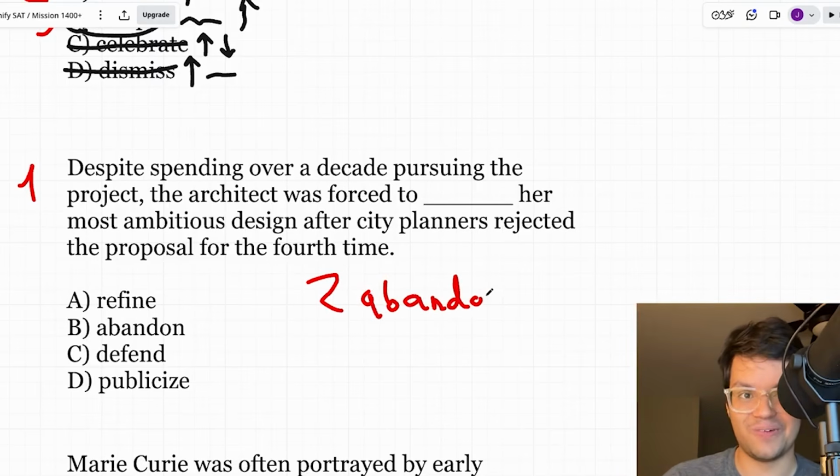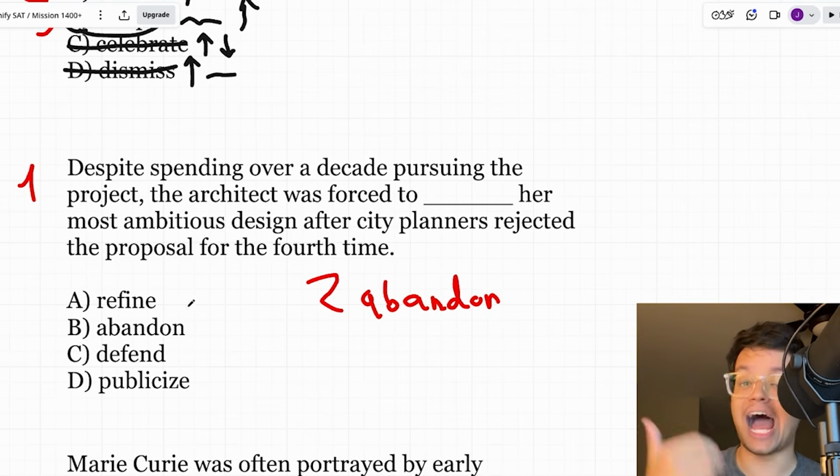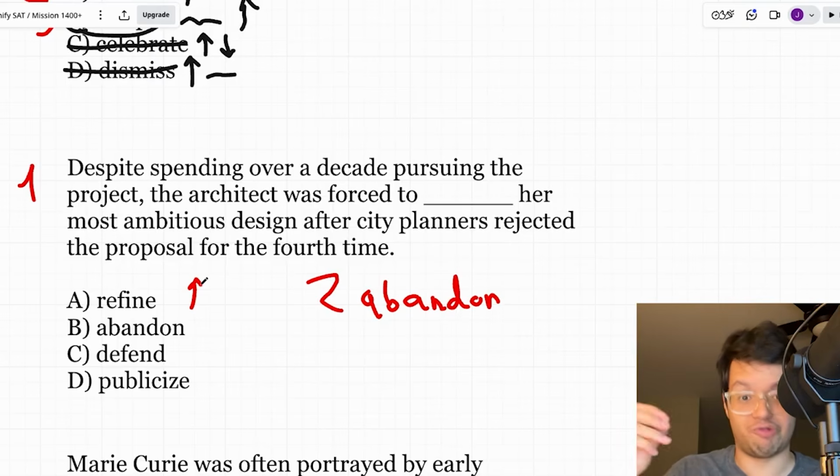So looking at these choices, refine. I do know what refine means. High confidence there. Refine her design. She would not just be refining it if she literally got rejected. Like refining is something you do when you get constructive feedback. If she got rejected, she's like throwing it out. So low probability of it being right. So get rid of that one.